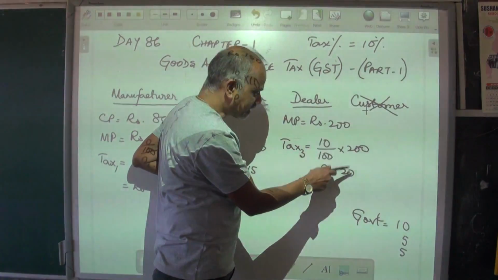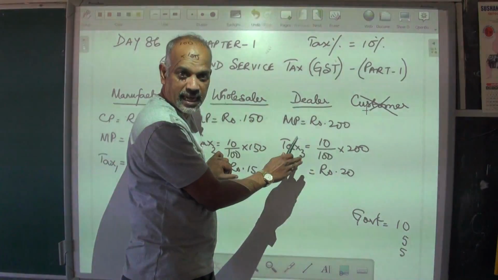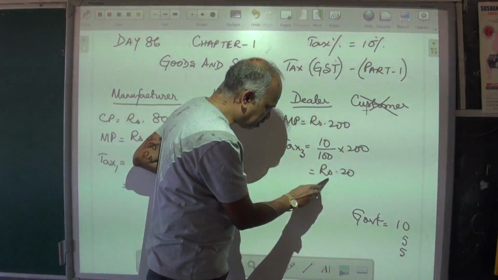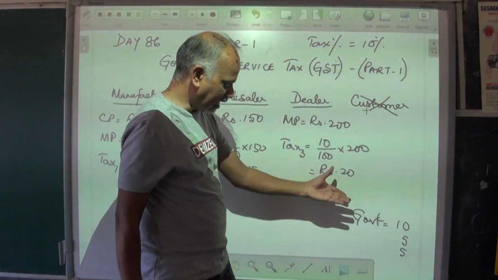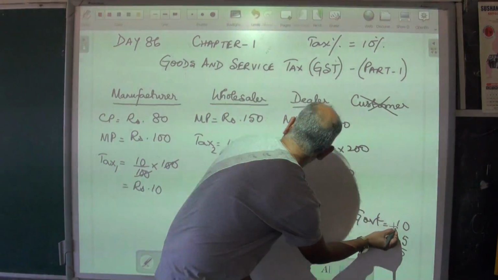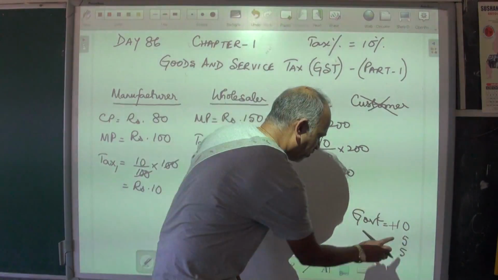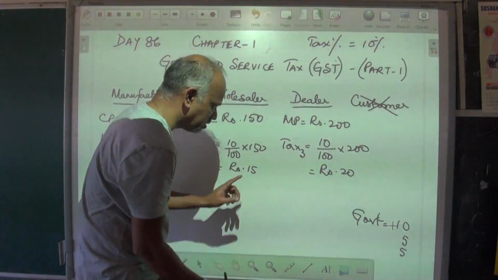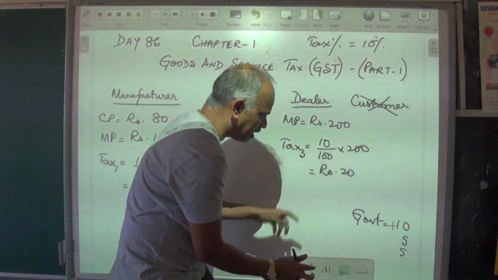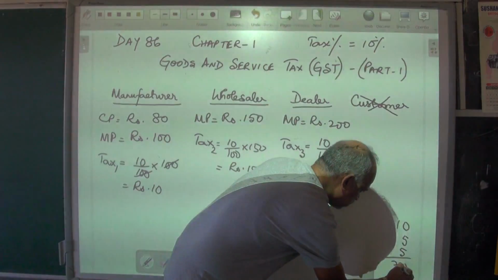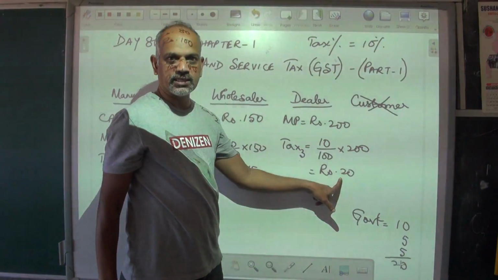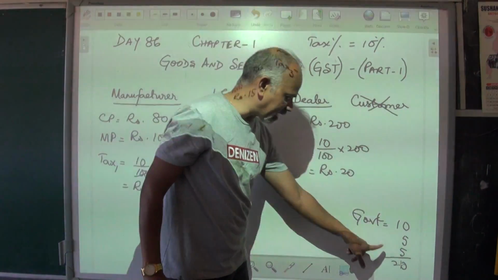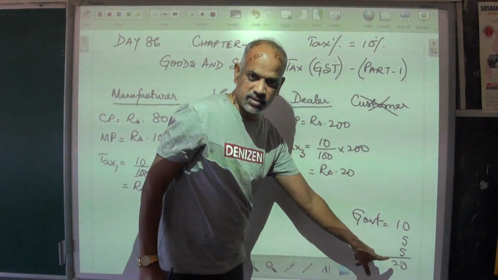Now, whatever the customer pays as the tax, that's the final tax paid. Okay. Whatever the customer pays as the tax, that should have reached the government. Check and see. The government received 10 rupees in the beginning from the manufacturer, 5 rupees from the wholesaler and 5 rupees from the dealer. Altogether that gives you 20 rupees. That is the final tax paid by the customer. Okay. So all this tax has gone to the government.